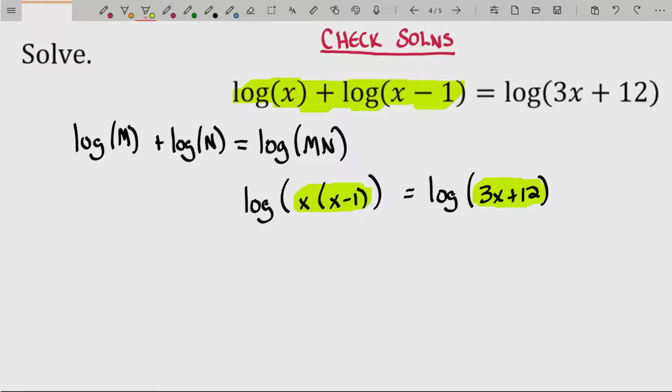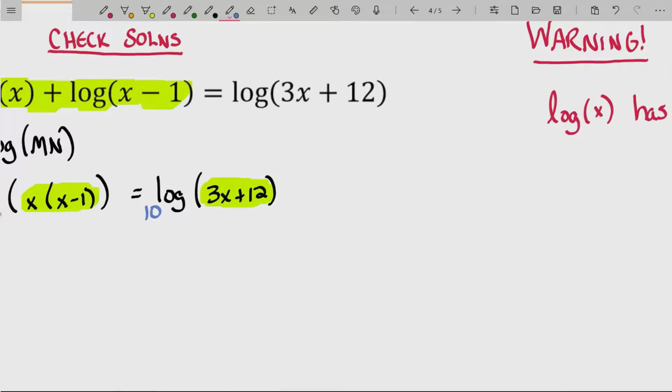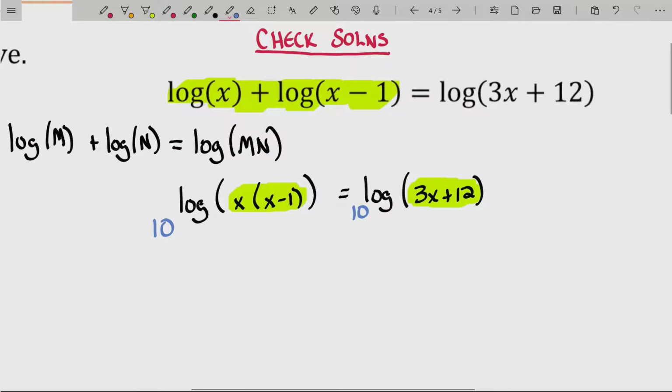And I could say instead, raise both sides base 10. If you raise both sides base 10, we can use a property of logarithms that b raised to the log base b of x will return x. So 10 raised to the log base 10 of that picture will just return that picture. And that's a different argument, but it leads to the same thing, so that we have x times x minus 1 is equal to 3x plus 12.